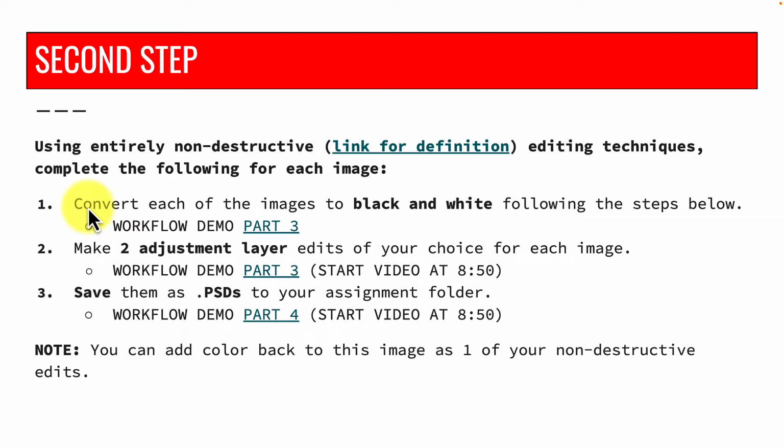So the very first thing you're going to do for every single image is convert those images to black and white. You're going to follow these steps and convert them to black and white. Now, you're going to make 2 adjustment layer edits of your choice for each image.